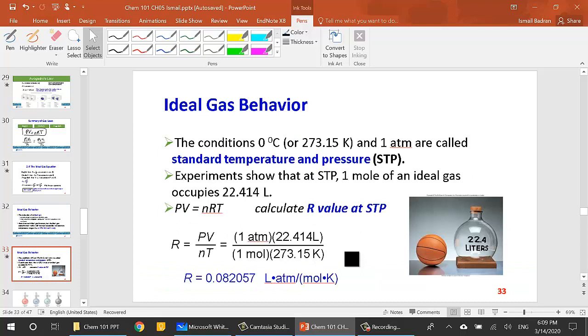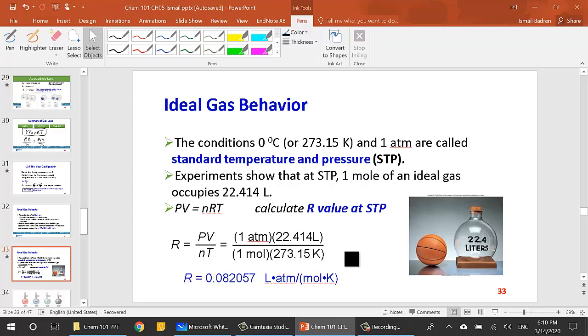Now, we need to define something called STP. STP is standard temperature and pressure. That means we are at 0 Celsius and 1 atmosphere. Again, STP is standard temperature and pressure: 0 Celsius, which is 273.15 Kelvin, and 1 atmosphere of pressure. That's what we call STP.